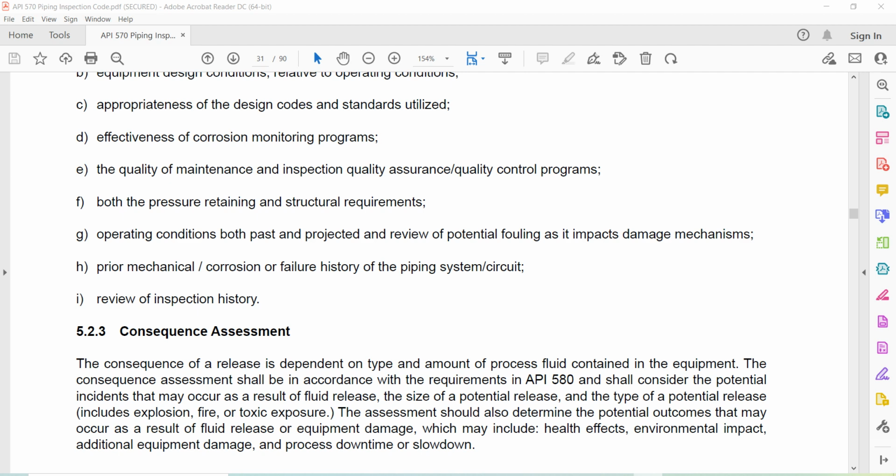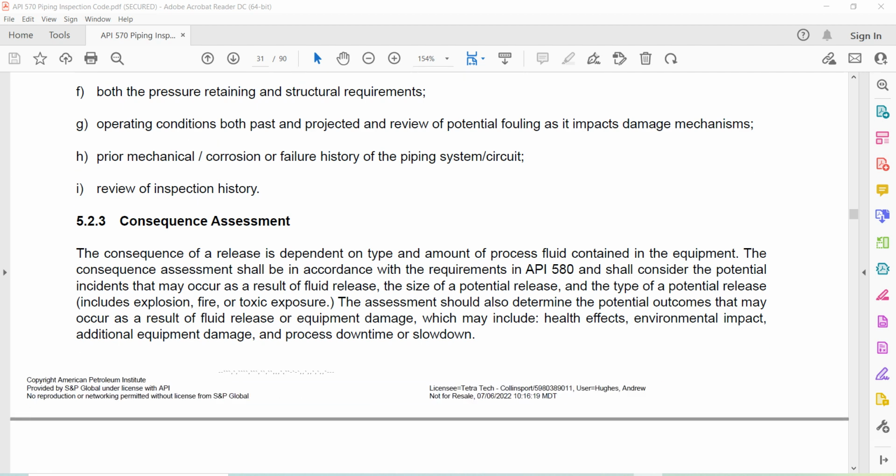5.2.3 Consequence assessment. The consequence of release is dependent upon the type and amount of process fluid contained in the equipment. The consequence assessment shall be in accordance with requirements of API 580 and shall consider the potential incidents that may occur as a result of fluid release, the size of a potential release, and the type of potential release, including explosion, fire, or toxic exposure. The assessment shall also determine the potential outcomes that may occur as a result of the fluid release or equipment damage, which may include health effects, environmental impact, additional equipment damage, and process downtime or slowdown.